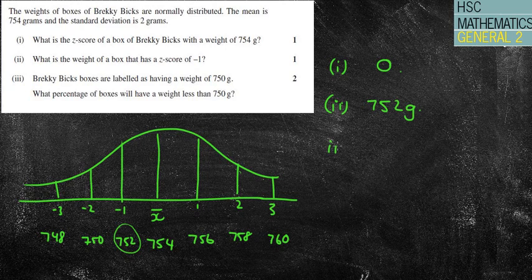And then the third one says, Brekkie Bix boxes are labeled as having a weight of 750 grams. What percentage of boxes will have a weight less than 750? Well, if I'm looking at my percentages, I'm looking at the last two. That's 0.15%. That's 2.35%. Therefore, I've got a total of 2.5% that are below 750. Beautiful. Again, not too challenging for those ones there.